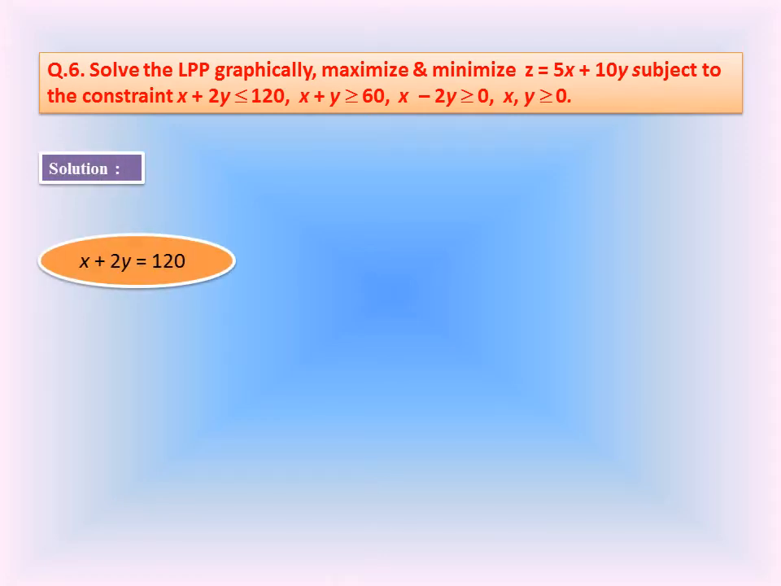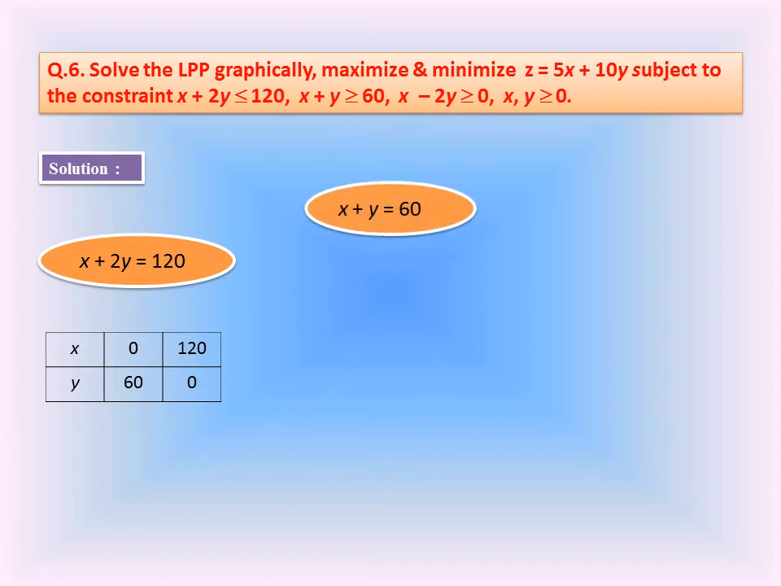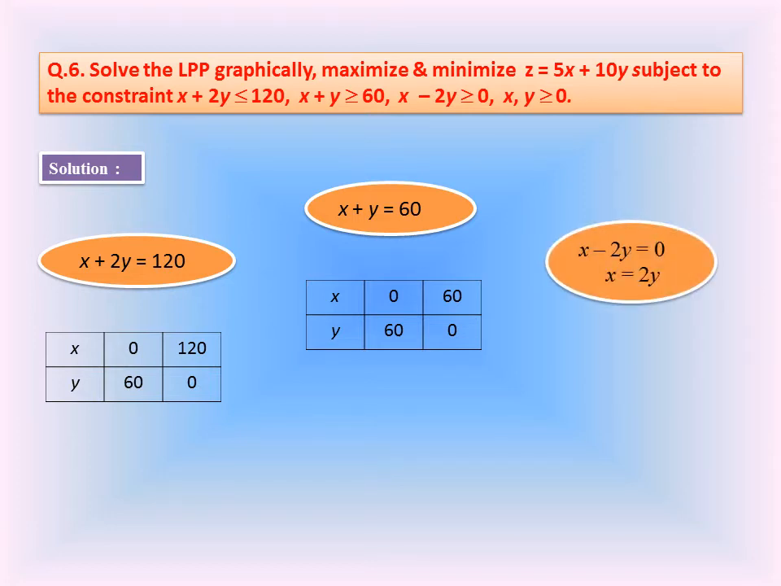First inequality, x plus 2y equal to 120. We have to find the values of x and y. When x equal to 0, we get y value as 60, and y equal to 0, we get x value as 120. And considering the second inequality to equality, x plus y equal to 60. When x equal to 0, we get y equal to 60, and y equal to 0, we get x equal to 60. And the third inequality, that is x minus 2y equal to 0, we can also write this as x equal to 2y. Here when x equal to 0, we obtain y value as 0.